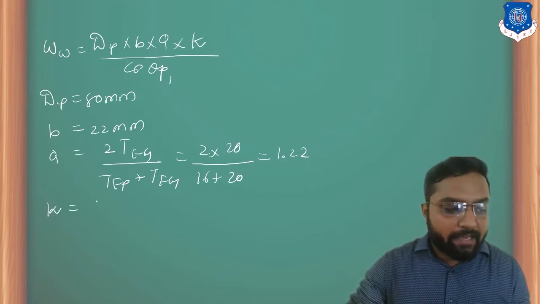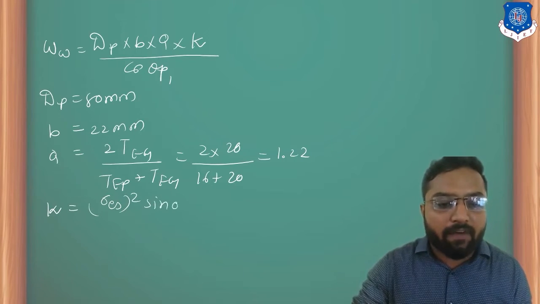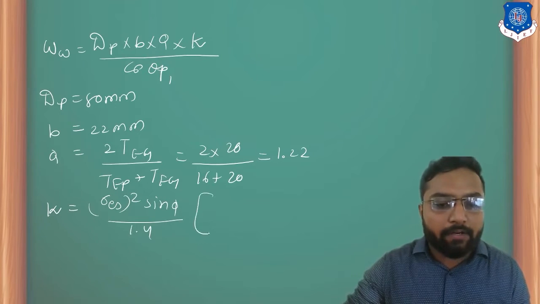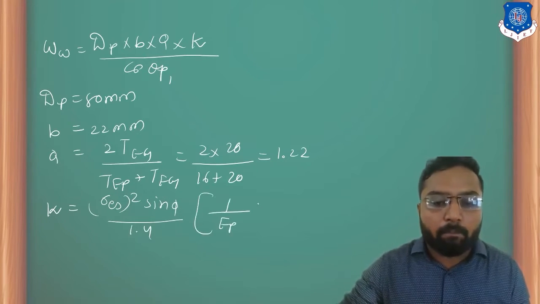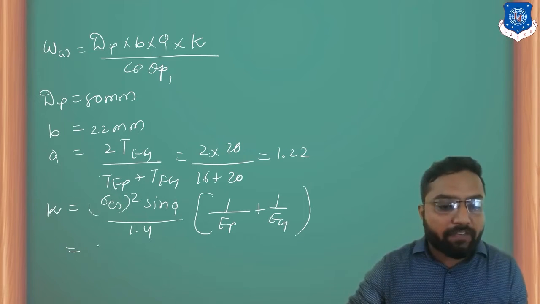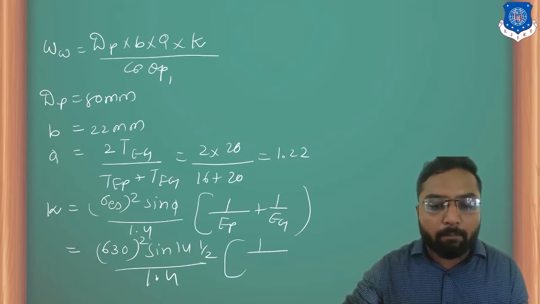Now we have to find K. What is K? K is nothing but sigma es square into sine phi divided by 1.4 into (1 upon Ep plus 1 upon Eg). Let's put all the values into this. So the value of sigma es is 630 square into sine 14 and a half divided by 1.4 into 1 upon 84 into 10 raised to 3.